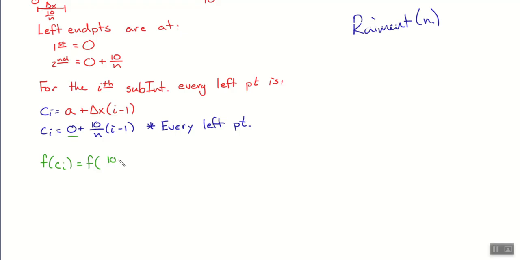Everybody agree that this is 10I over n minus 10 over n? Everybody cool with that? I don't think I made a mistake. That feels right. 10I over n minus, yep, we're good. Okay. I want you now, using the function that we have, to find this for me. What's the function we're actually working with? 3x, but it's not 3x, it's 3 times 10I over n minus 10 over n.